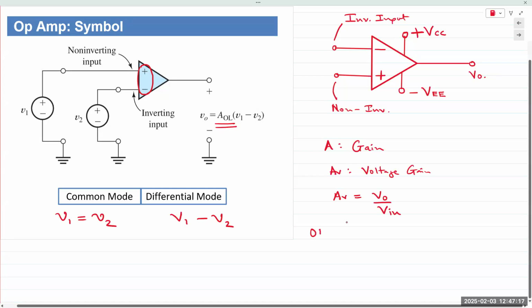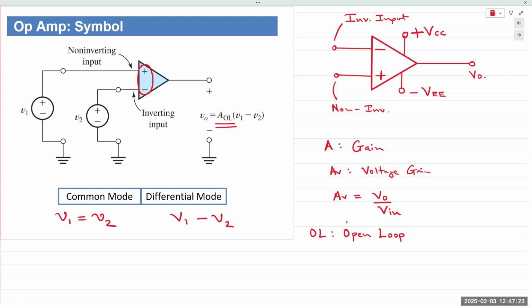The OL stands for open loop. And the loop it is referring to is the output loop going back to the input. To be more correct, it's the output tied back to the input. Okay, so the loop refers to output to input.